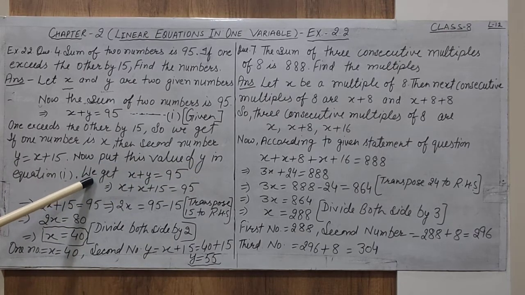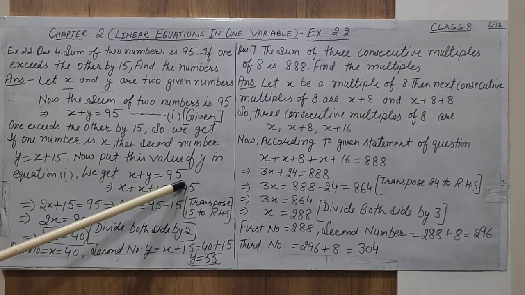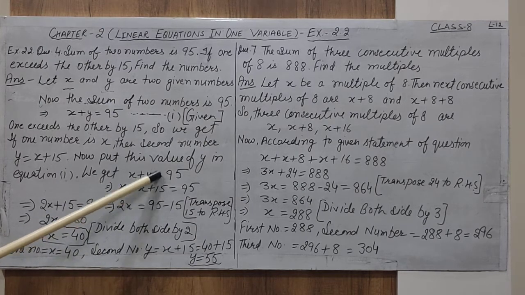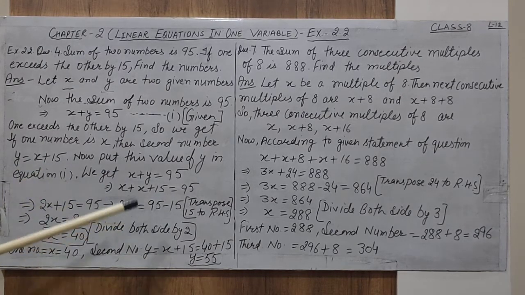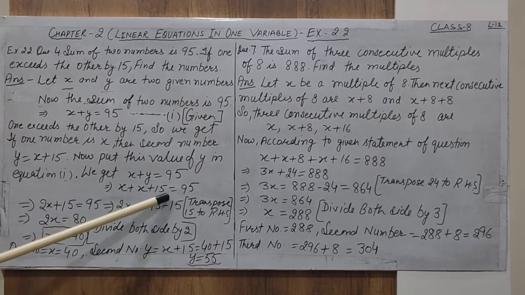What we get? We must write, we get x plus y is equal to 95. So x plus, in place of y, replace y with x plus 15. Because we know the value of y is x plus 15, we can put this value. So put the value of y in the form of x, that is x plus 15.